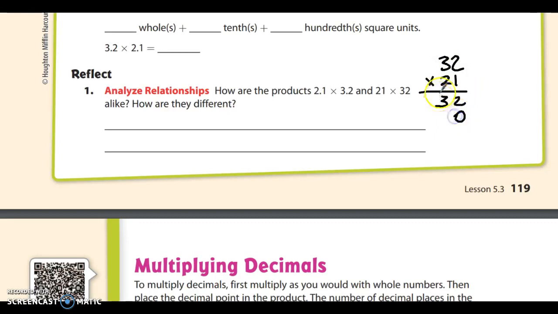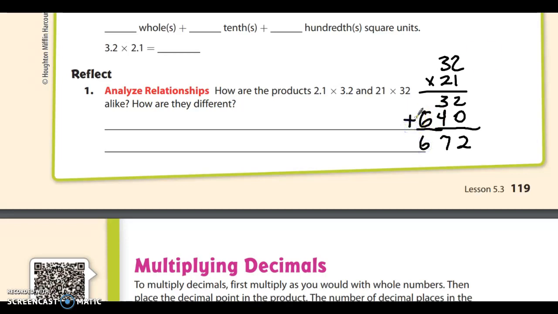And I'm going to put a 0 here. 2 times 2 is 4, and 2 times 3 is 6. I'm going to add those up. 2, 7, and something is wrong. 3 times 2 right here should never have been 3. It should have been 6. So right here I did 2 times 3 and I got 6. So when I add these up, I get 672.